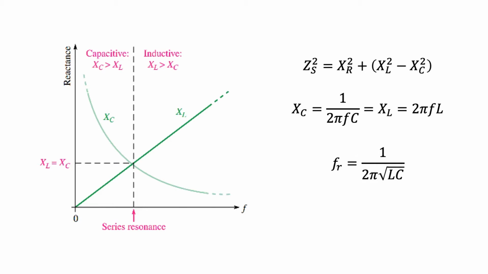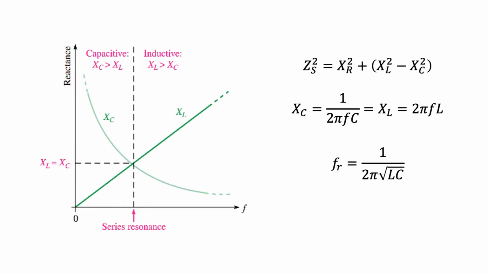Now let's take a look at how the series RLC filter responds to variations in input frequencies. If we plot XL and XC as a function of f, we expect the following curve. Since XC is inversely proportional to f, we have this 1 over f curve, and since XL is proportional to f, we have this linear curve. In the frequency region where XC is greater than XL, the circuit is predominantly capacitive. In the frequency region where XL is greater than XC, the circuit is predominantly inductive.